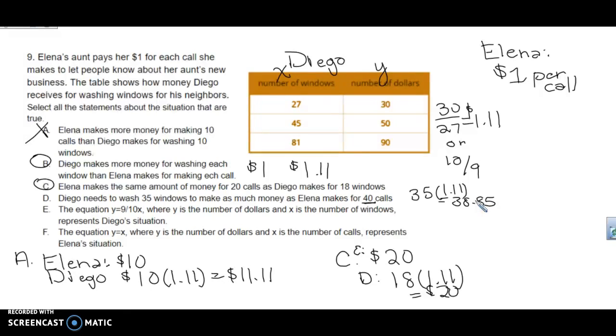Question E, the equation y = 9/10x, where y is the number of dollars and x is the number of windows, represents Diego's situation. Well, we said that Diego's slope was 10 over 9, so E is not going to work. And then F, the equation y = x, where y is the number of dollars and x is the number of calls, represents Elena's situation. This is true because this is y = 1x, or we could just write that as y = x. So F is an answer as well.